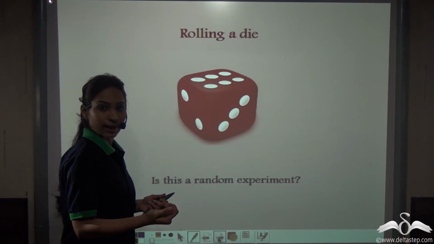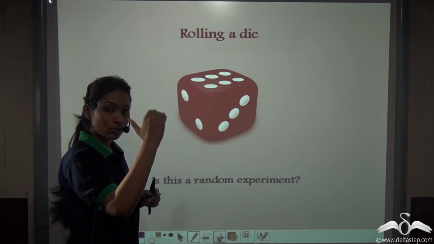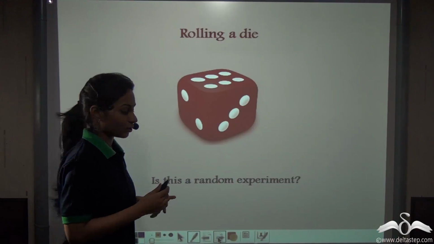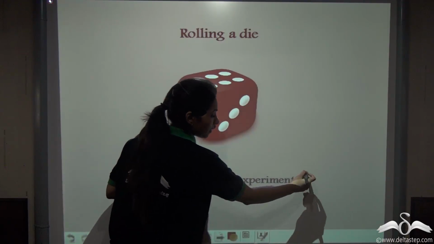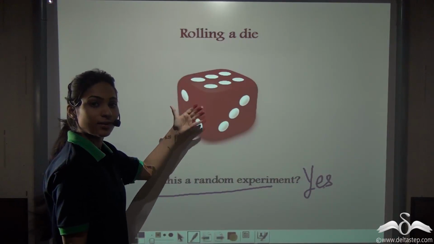Now when I am rolling a die, I do not know the outcome of it. I know the outcome will be from those 6 numbers, but what will be the exact outcome? I am not sure of it. So this will be a random experiment. So I can say that yes, rolling a die is a random experiment.